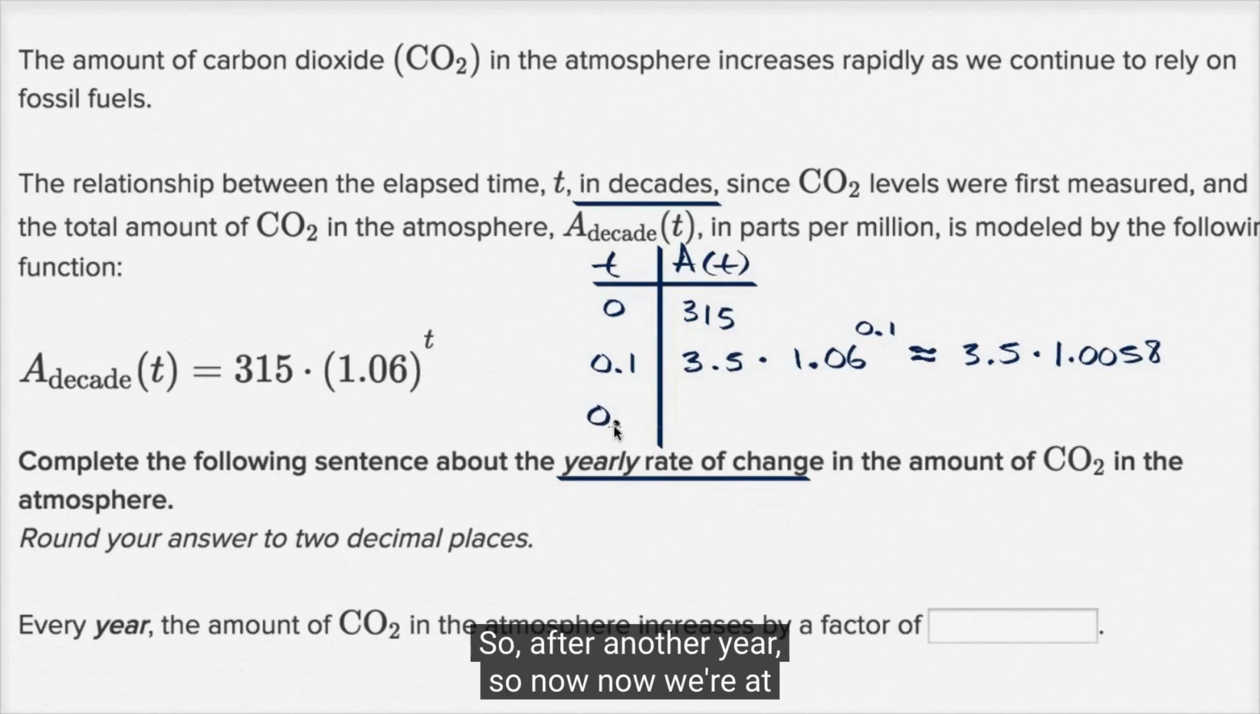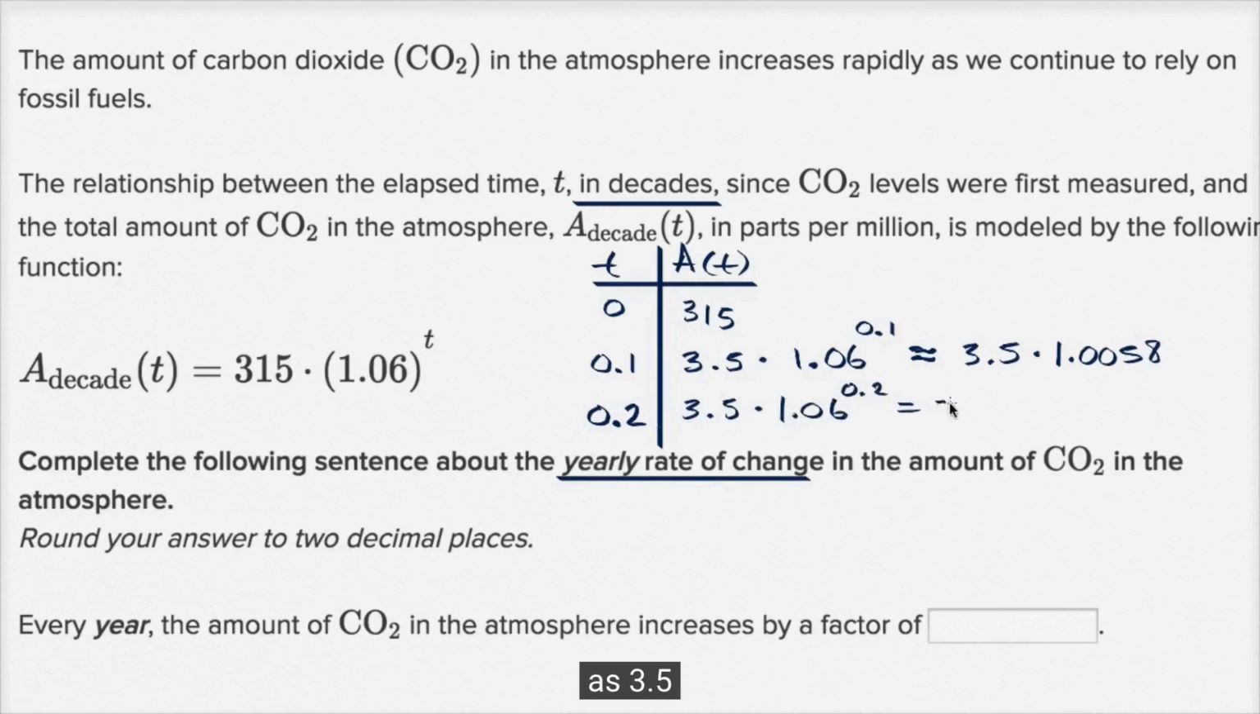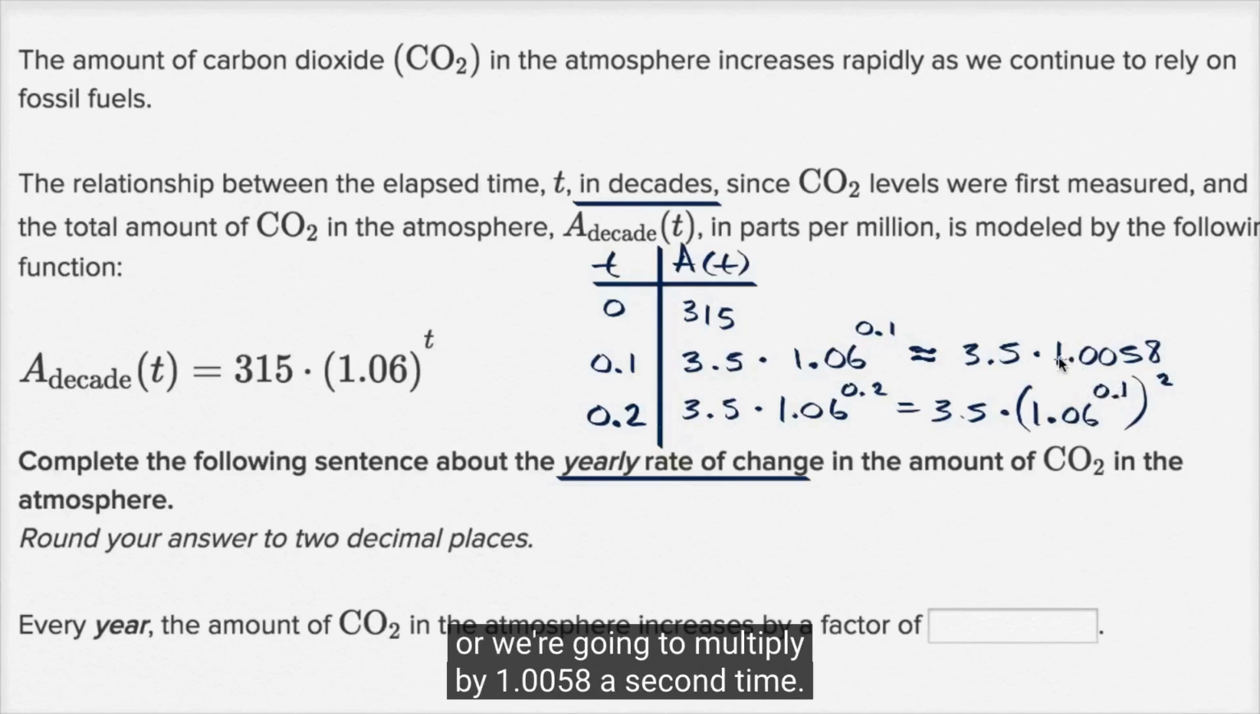So after another year, now we're at t equals 0.2. We're at 2/10 of a decade. Where are we going to be? We're going to be at 315 times 1.06 to the 0.2, which is the same thing as 315 times 1.06 to the 0.1, and then that raised to the second power. So we're going to multiply by this 1.06 to the 1/10 power again, or we're going to multiply by 1.0058 a second time.